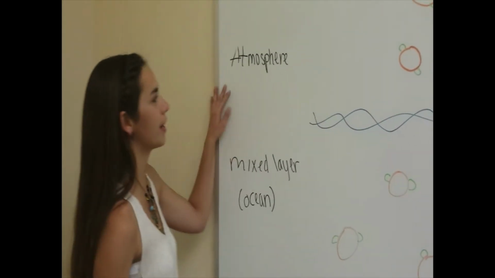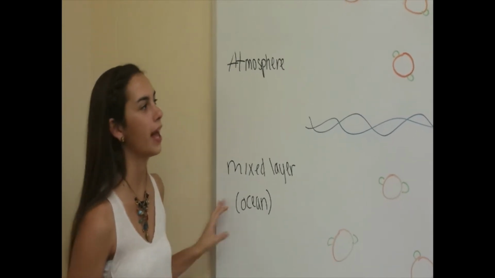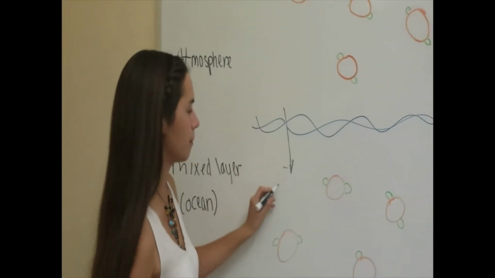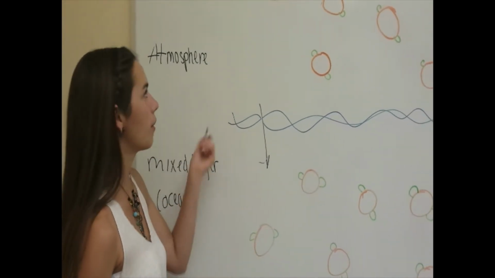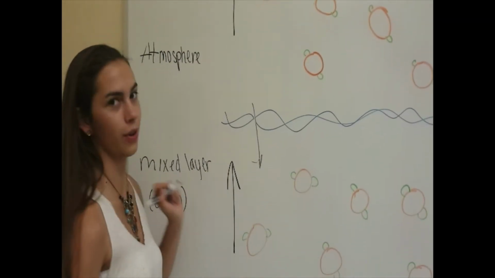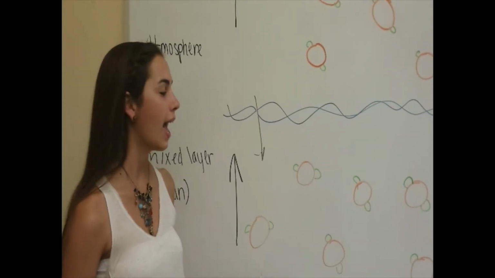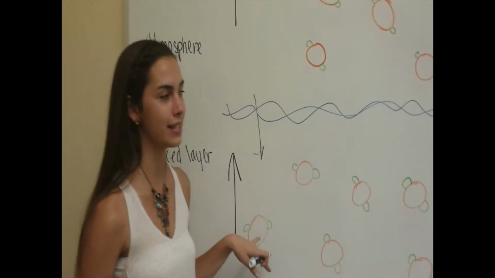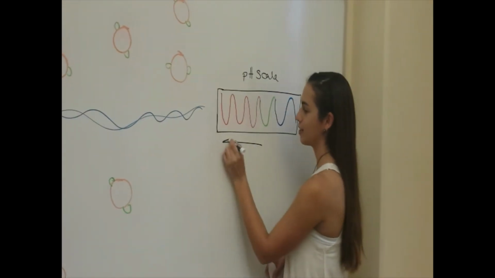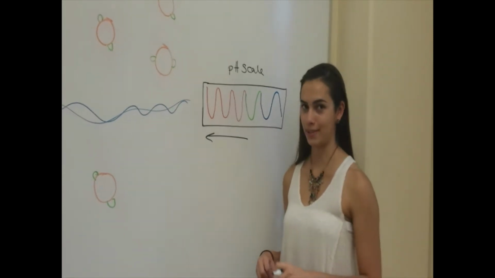So the atmosphere exchanges carbon with the mixed layer of the ocean, and when it goes into the ocean, it becomes carbonic acid. So as atmospheric CO2 increases, oceanic CO2 also increases, which increases the concentration of carbonic acid, and then in turn decreases the pH of the ocean. And the decrease in pH of the ocean has a negative effect on the sea life and also on the habitat.